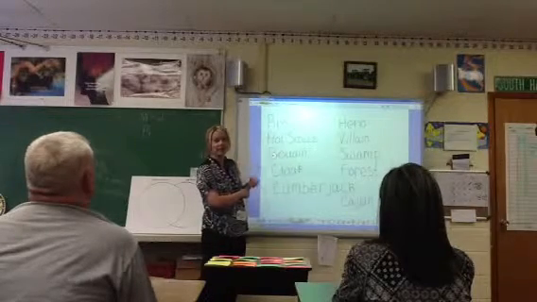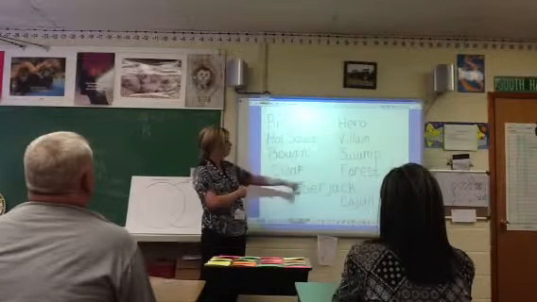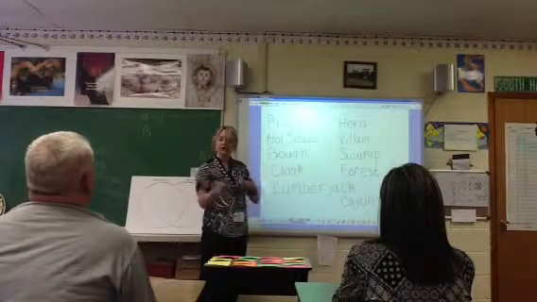Boudin is a type of sausage. It's a Cajun sausage. A cloak is a cape. A lumberjack is somebody who cuts down trees.